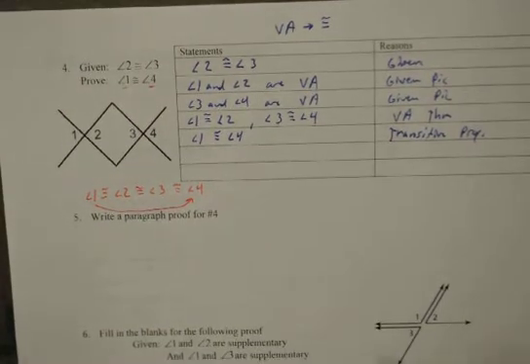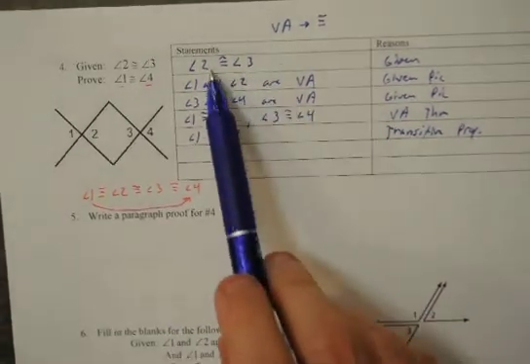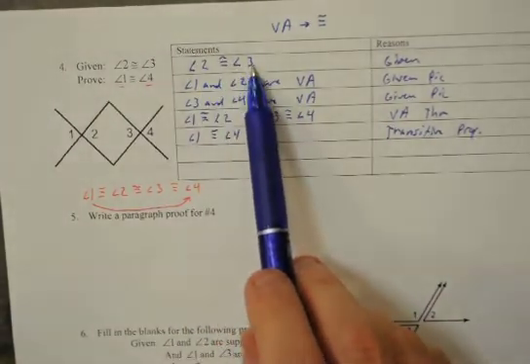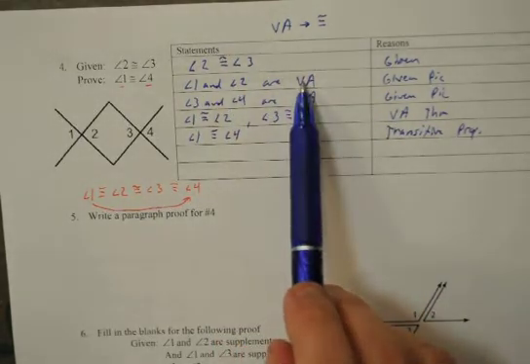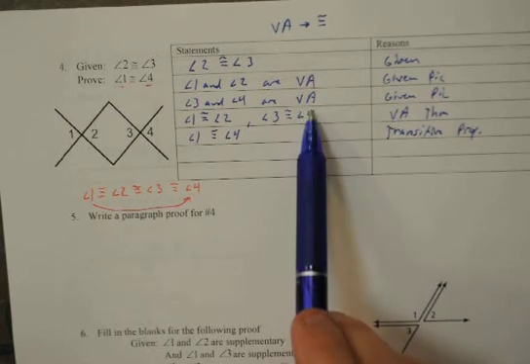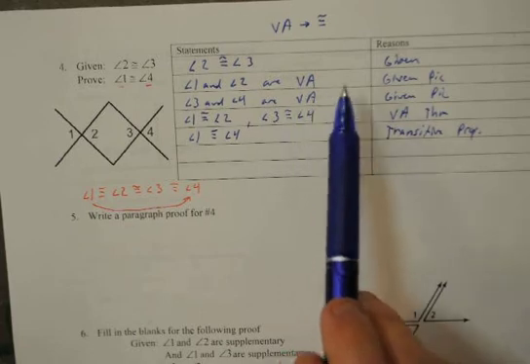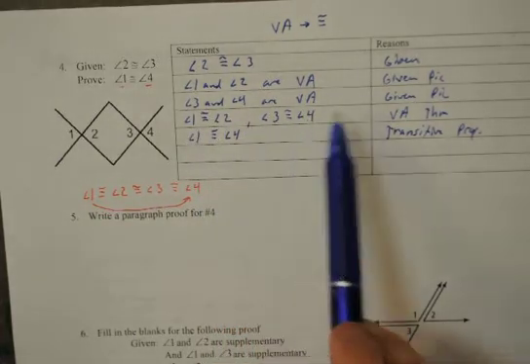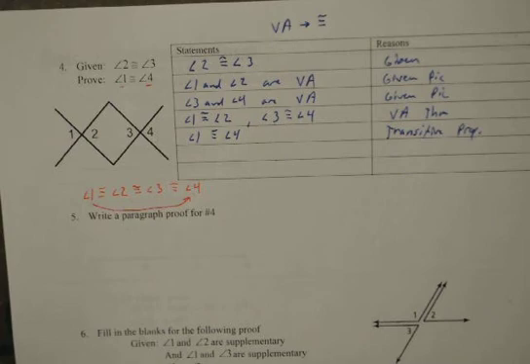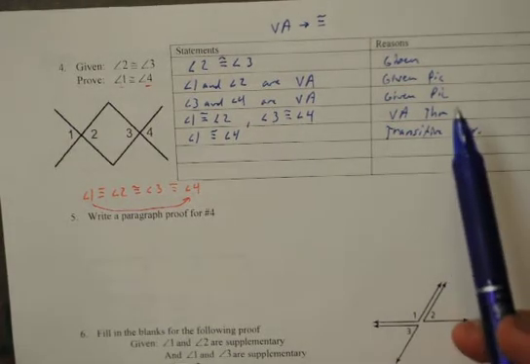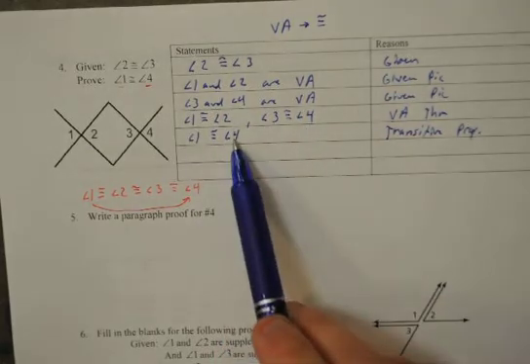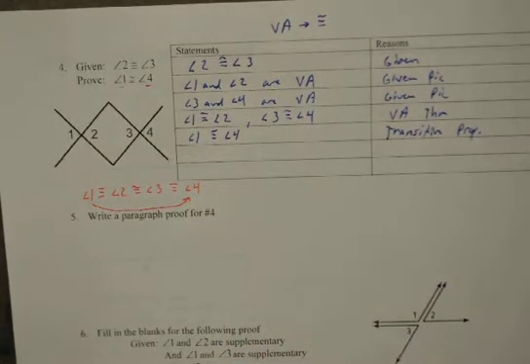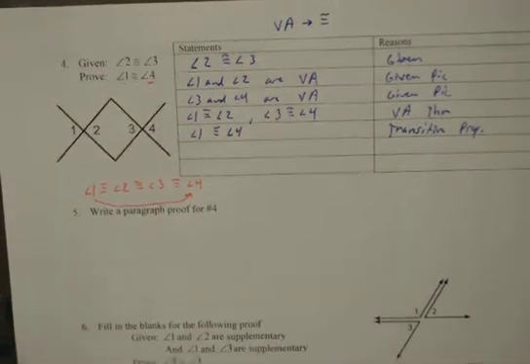Now, if we were to write a paragraph proof, I'm not going to write this out, but you can. Your first sentence would be, as given, angle 2 is congruent to angle 3. From the picture, 1 and 2 are vertical angles, as well as 3 and 4 are vertical angles. That would be your next sentence. Therefore, 1 is congruent to 2 and 3 is congruent to 4 by the vertical angle theorem. So you just write exactly what I'm saying. And lastly, by the transitive property, 1 is congruent to 4. You literally write that out as your paragraph proof.